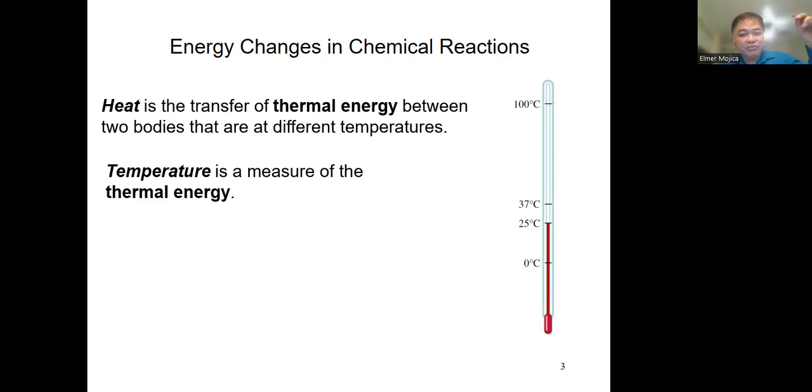Because thermal energy is not temperature. Temperature is just a measure of thermal energy. I'm just trying to distinguish here heat from temperature.